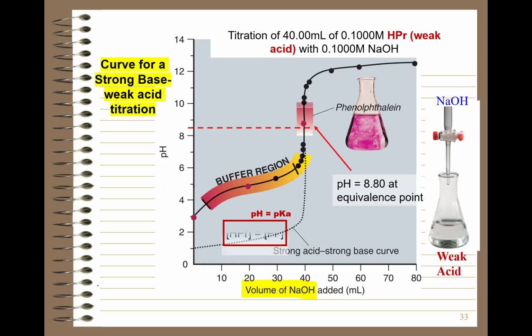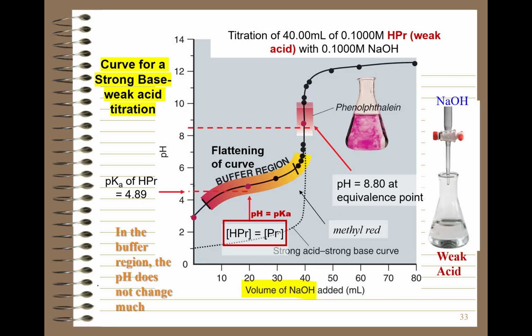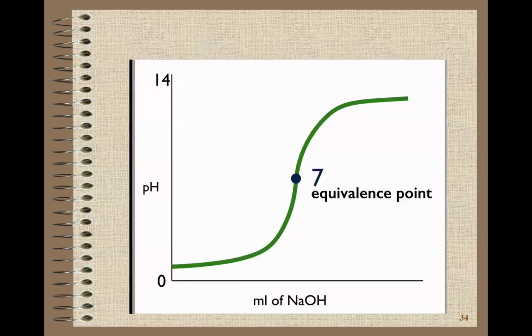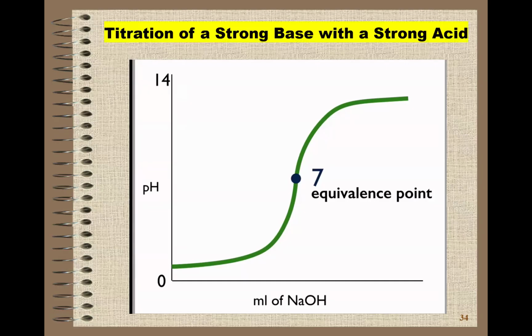This is the buffer region. So we have a flattening of the curve. I asked this on the exam: what kind of titration is that? A strong base with a strong acid, or a strong base with a weak acid? Recognize it that way.